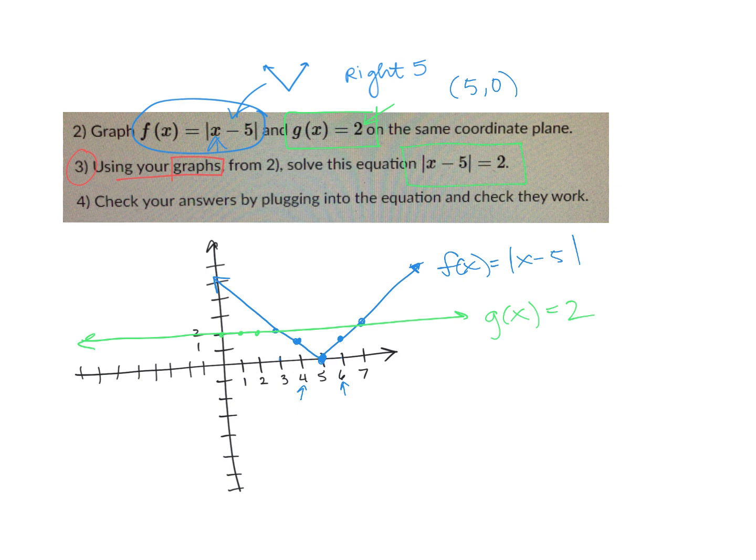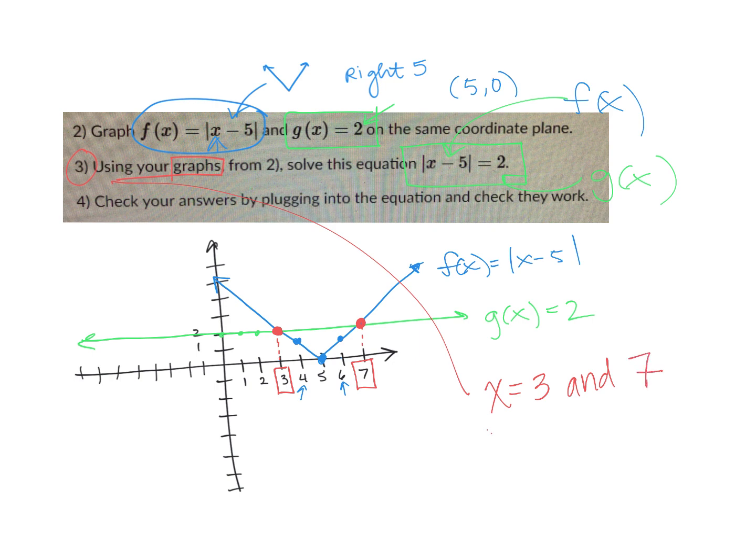and so then to use the graphs, we want to use them to solve this equation. This equation is really asking, when does our function f of x equal our other function, which is our g of x? And you can see that they are equal to each other at these little crossing points here, which happen when our x values, you can go down, when x is 3 and when x is 7, based off of my picture. So it looks like the answer for number 3 is going to be x equals 3 and x equals 7. And you can see that just from the picture.